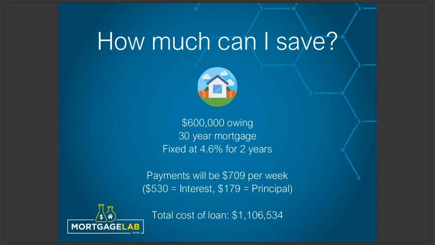So here the loan costs us $1,106,534 with weekly payments. But if we'd paid fortnightly, we would have paid a total of $1,106,795, or $1,107,317 paid monthly. So that's over 30 years. You've saved $800 by paying weekly, not monthly.